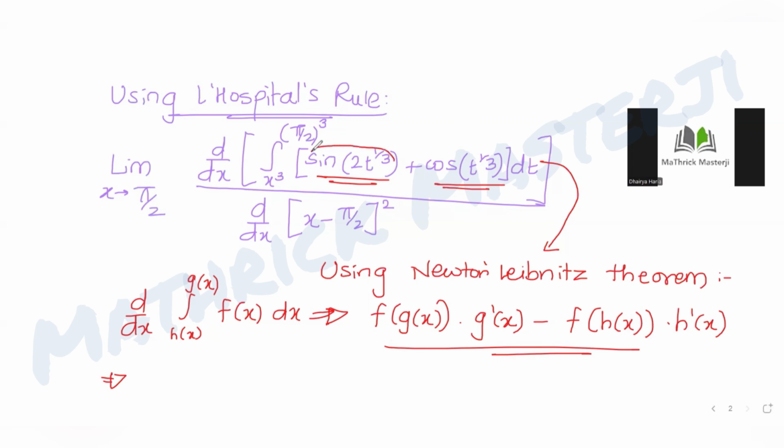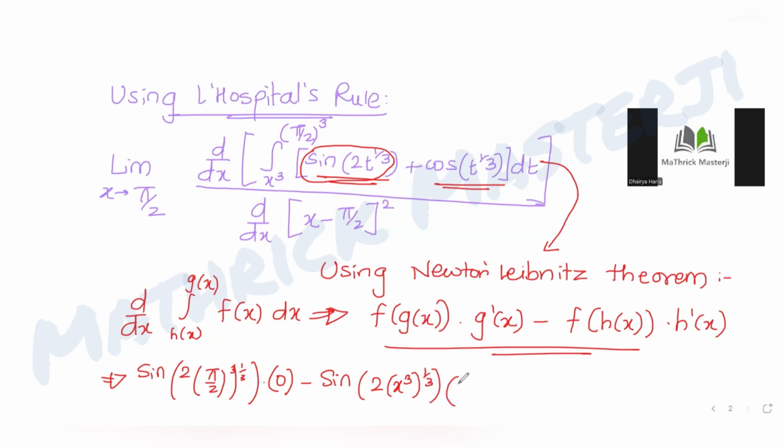If I do it for the first part of the function, f of the upper limit, it becomes sine of 2 (pi over 2)^3 raised to 1 over 3 into the derivative of that. The derivative of the upper limit, (pi over 2)^3, which is a constant, becomes 0 basically, minus the function of the lower limit. So it becomes sine of 2 x^3 raised to 1 over 3 into the derivative of that as well, that is 3x squared, plus.